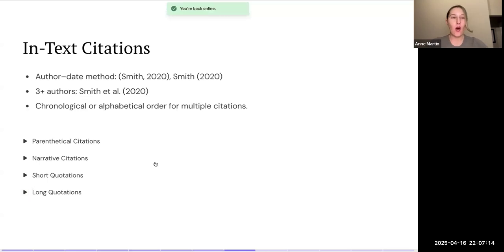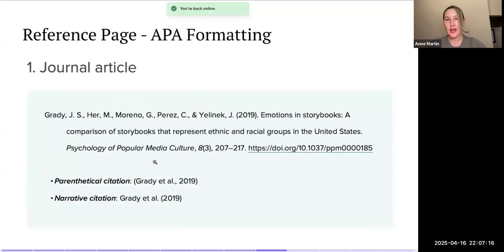So when you are working on your reference page, you need to put in-text citations throughout the text and then have a reference page at the end. And when you are formatting these, you can use the Georgia State Library. I showed you in lecture 2 how you can get the APA citation from the Georgia State Library, or you can format it yourself. So here is an example of a journal article.